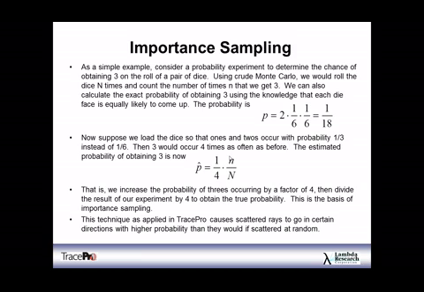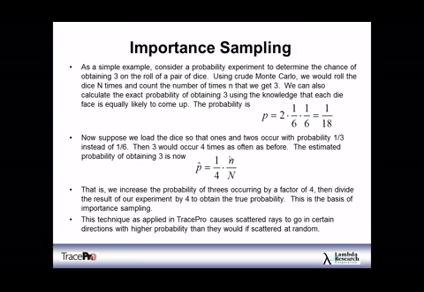Using crude Monte Carlo, we would roll the dice n number of times and count the number of times that the dice would come up to be a 3. We can compute that exact probability using the equation shown, which is 2 times 1/6 times 1/6, which equals 1/18. So that probability is 1/18 of the time.